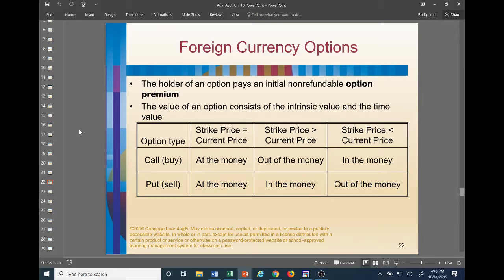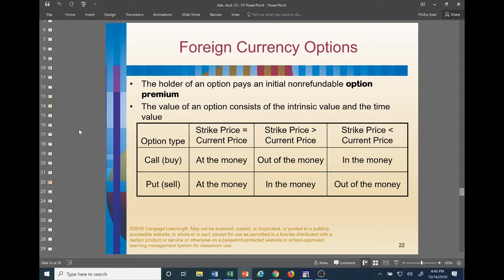So the following terms are used to describe the relationship between the strike price and the current price. It's good to note that the premium is not considered in these relationships in this chart. So we have the two types of options. We have the call and the put. So let's start with the call option here. If the strike price is equal to the current price, we're at the money.